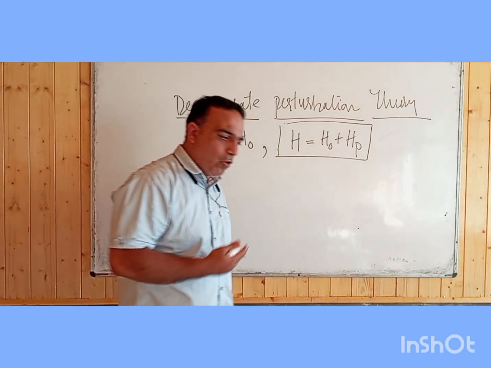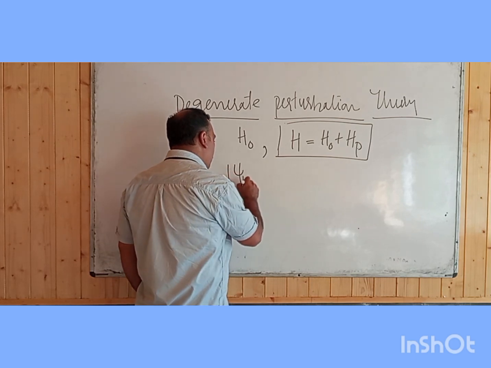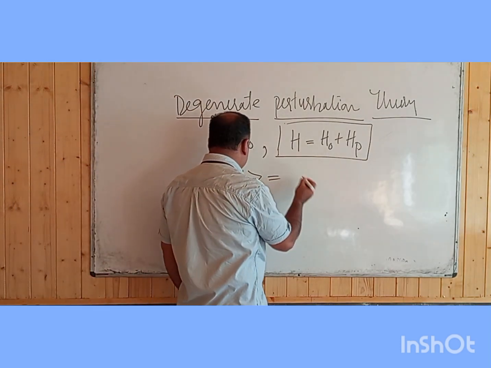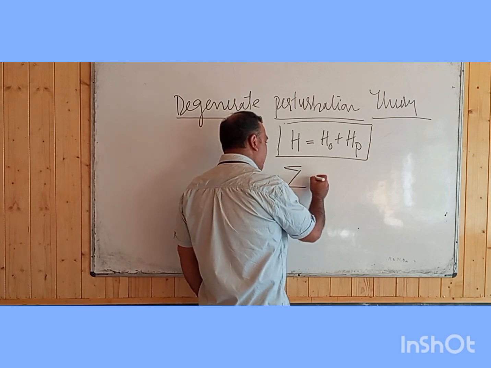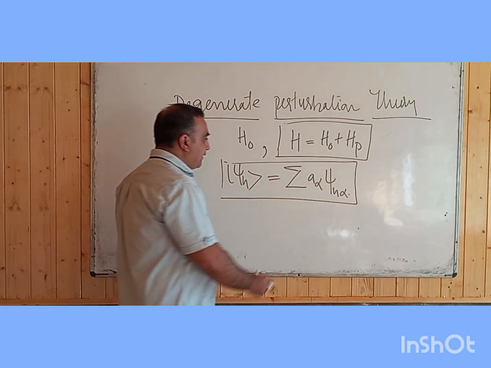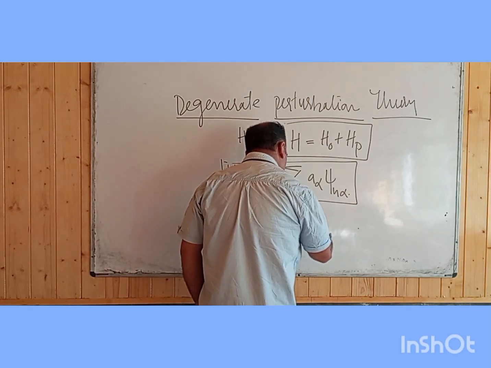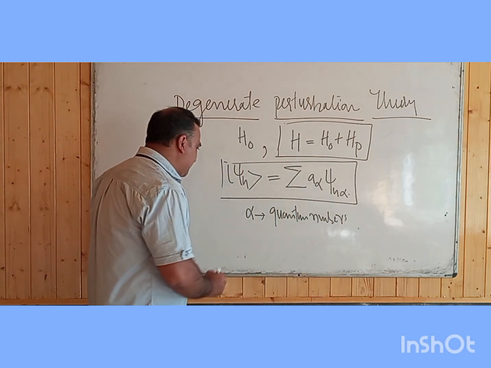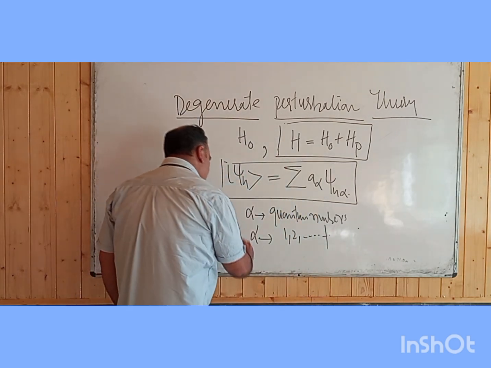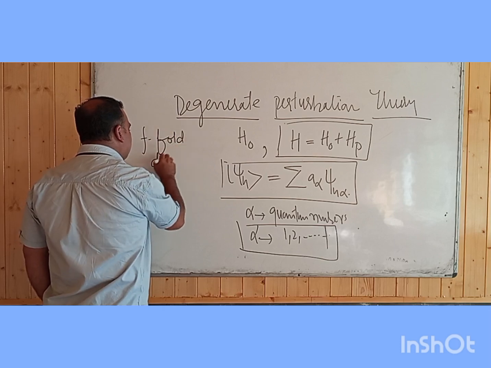Now, if we define an eigenstate, say psi n, as a linear combination of some unperturbed states, the sum of A alpha psi n alpha, where alpha gives us the set of quantum numbers, and this alpha can range from 1 to f, incorporating the f-fold degeneracy in our system.